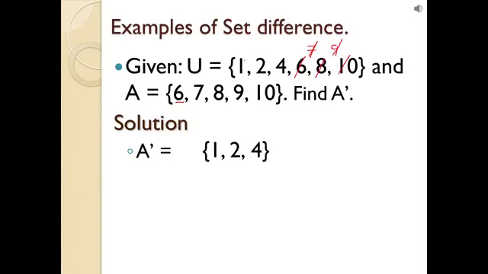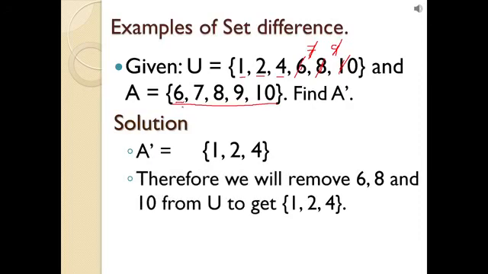So take note, we will not include the elements of A. Because the complement of A is what we are solving. So what is left in the universal set is 1, 2, and 4, because 6, 7, 8, 9, and 10 are found in A. Again, you will be writing the elements not found in A. Remove 6. Okay, there you go.